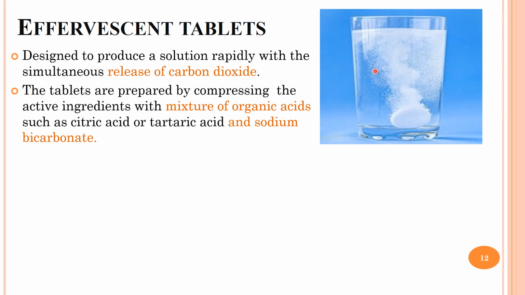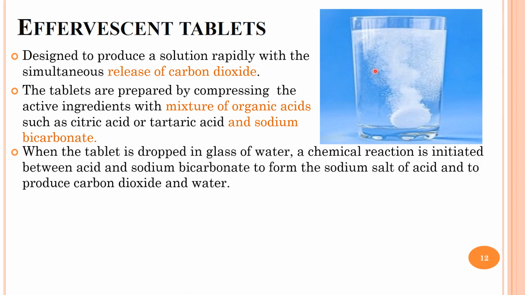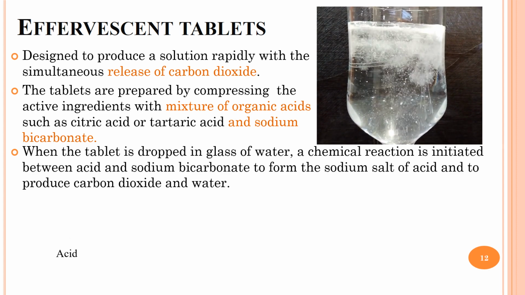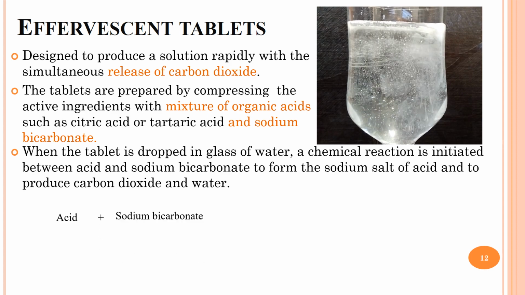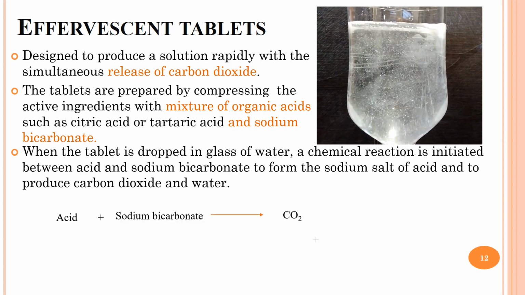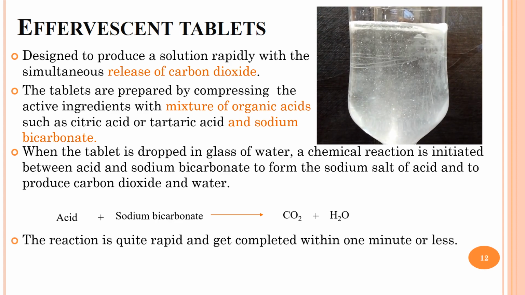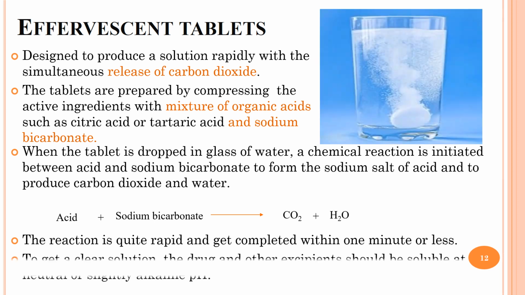The tablets are prepared by compressing the active ingredient with a mixture of organic acids such as citric acid or tartaric acid and sodium bicarbonate. When the tablet is dropped in the glass of water, a chemical reaction is initiated between the acid and sodium bicarbonate to form sodium salt of acid and to produce carbon dioxide and water. That is, acid when reacts with sodium bicarbonate gives carbon dioxide plus water. The reaction is quite rapid and gets completed within 1 minute or less.